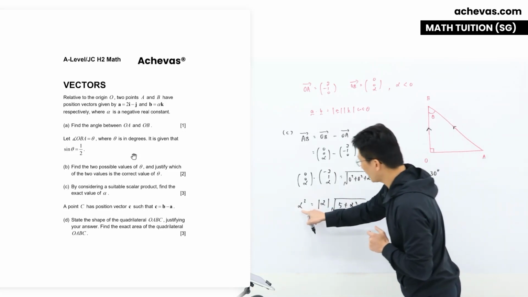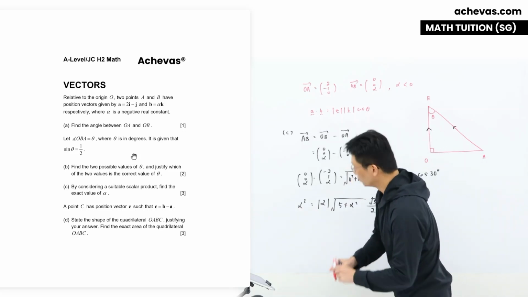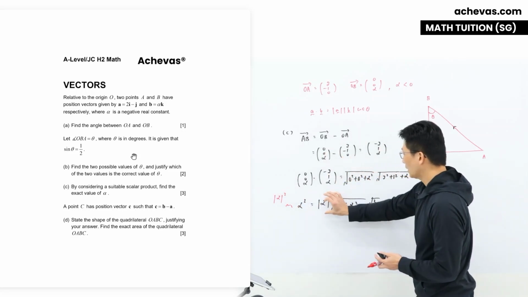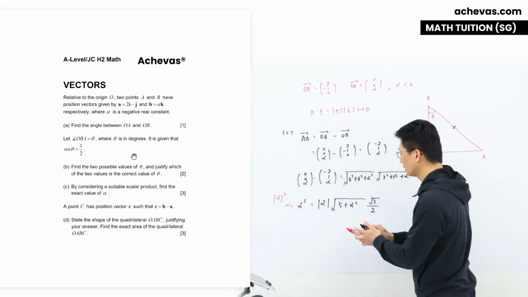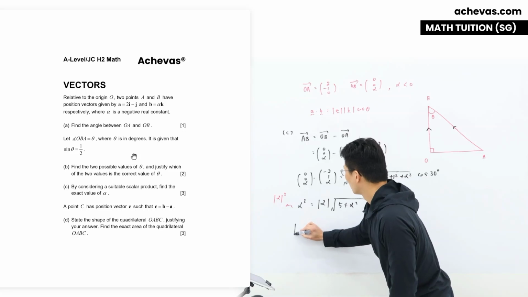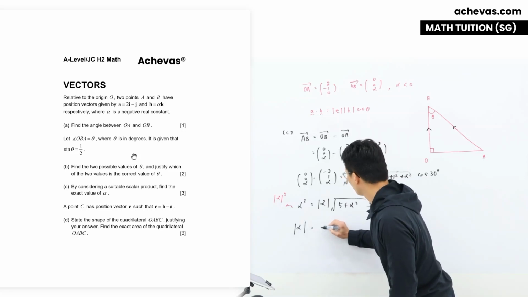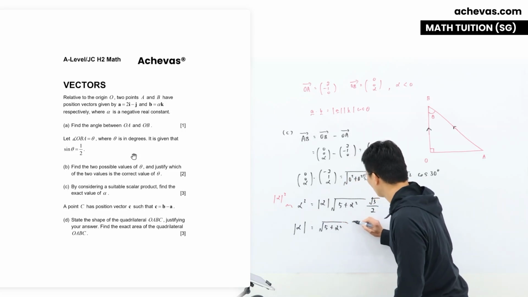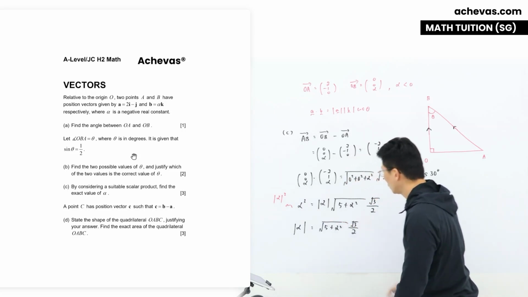And for this case, I can consider this to be the same as modulus alpha whole thing square, so that this can be divided across. I'll just end up with a modulus of alpha. This will be square root of 5 plus alpha square, square root 3 over 2.